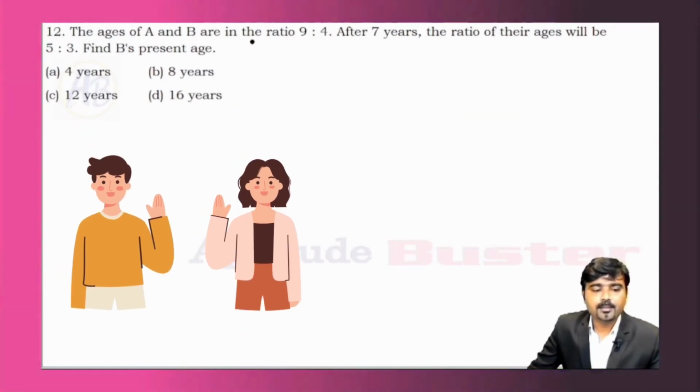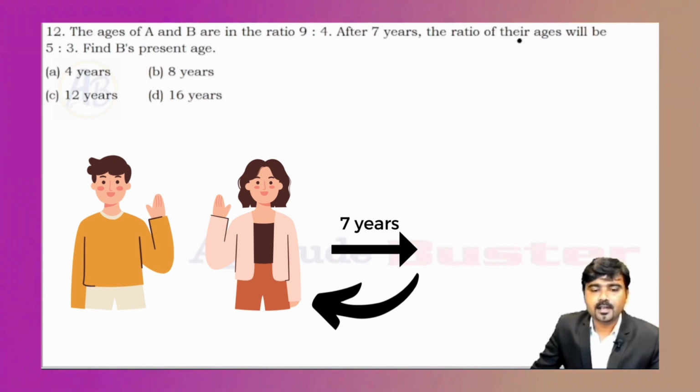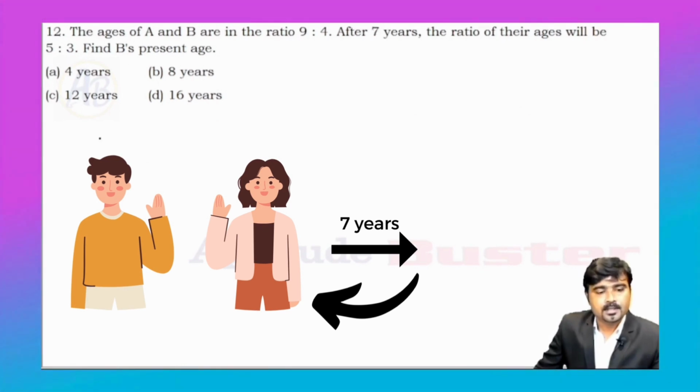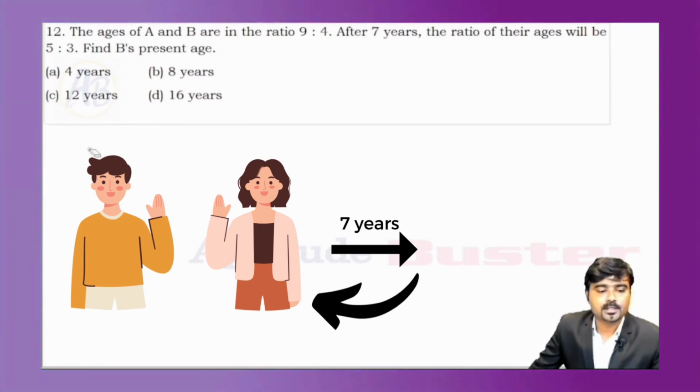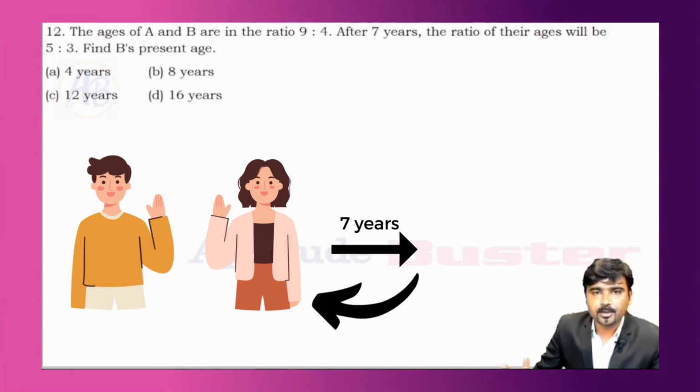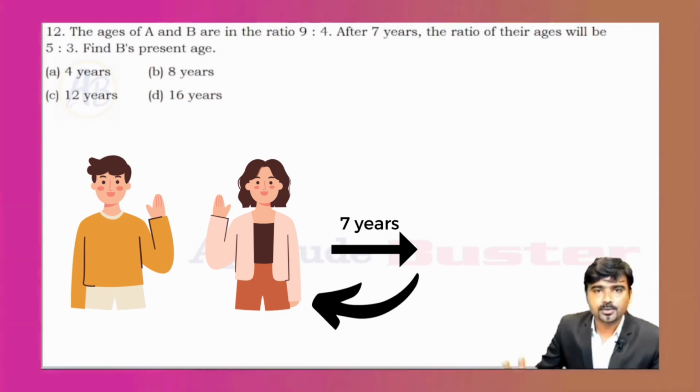The ages of A and B are in the ratio 9:4. After 7 years, the ratio will be 5:3. Find B's present age. See, if I write A is to B is equal to... In this question also I am going to tell you two methods. One is using equation, the other one is using logic.